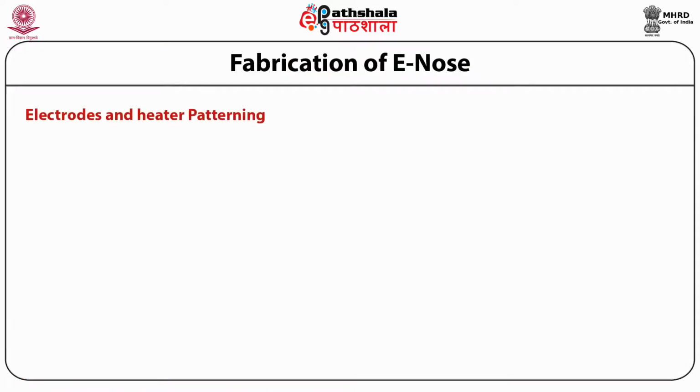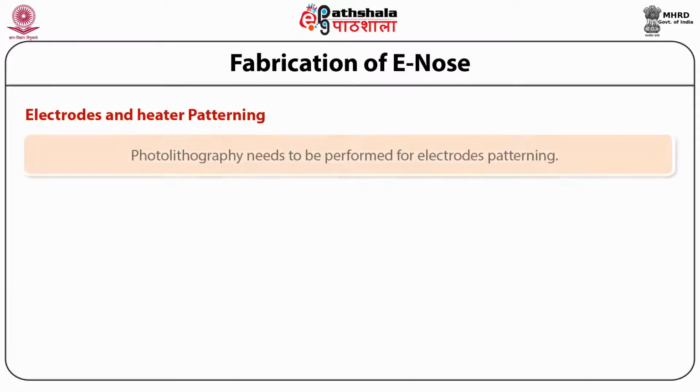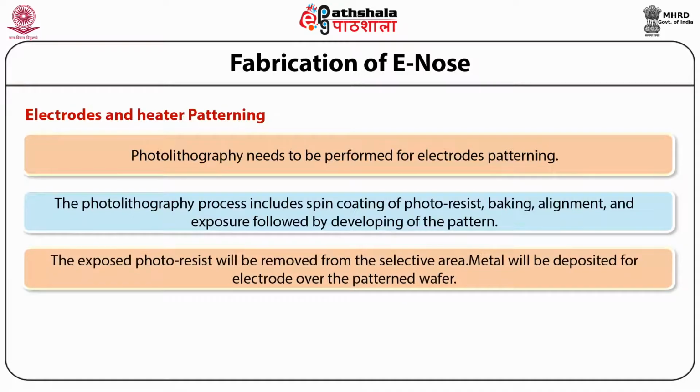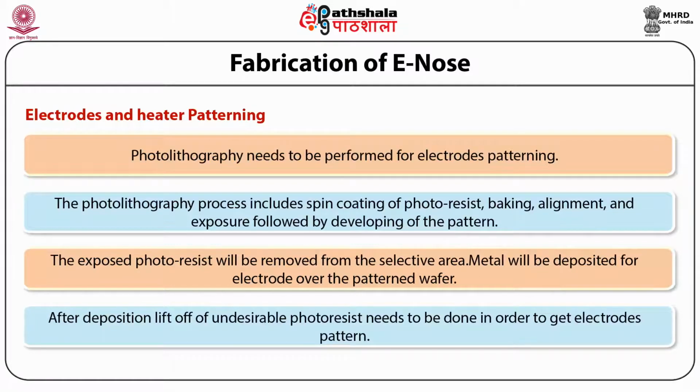The next is the electrodes and heater patterning. Photolithography needs to be performed for electrodes patterning. The photolithography process includes the spin coating of photoresist, baking, alignment, and exposure, followed by developing of the pattern. The exposed photoresist will be removed from the selective area. Here the metal will be deposited for the electrode over the patterned wafer. So after deposition, lift-off of the undesirable photoresist needs to be done in order to get the electrodes pattern.